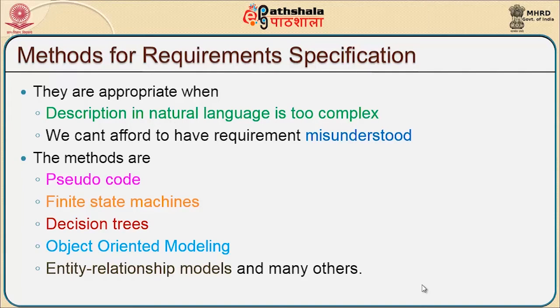After collecting all these requirements, it is time for us to specify them. For requirement specification, description in natural language is too complex, and we cannot afford to have requirements that are misunderstood. So in specifying these requirements, we may have to project them in the form of pseudocode, finite state machines, decision trees, object-oriented modeling, and entity relationship diagrams. These are a few of the methods with which we can provide the specification.